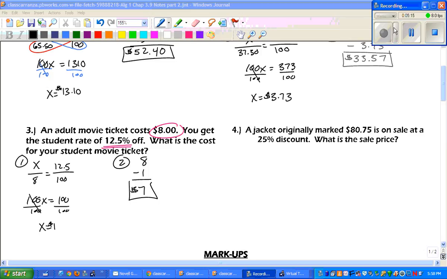Okay, and there's the final answer. After you cross multiply, you get x equals 1. And remember, that is not done. You're not paying $1 to see a movie. You have to subtract that from the sales price and you get $7. All right, number 4, you are all on your own. Go ahead and pause the video.